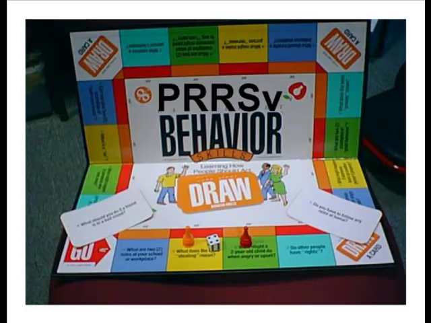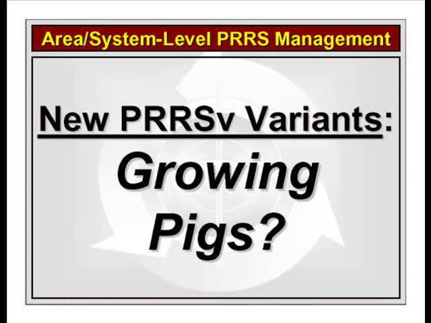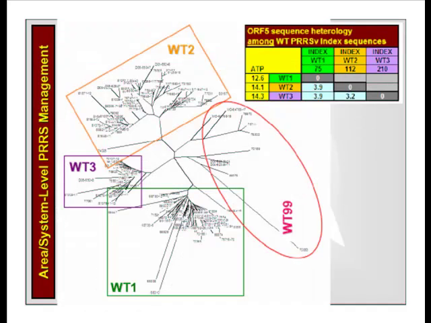Okay, well, to speculate a little bit on that, we'll play the PRRS behavior game. Now let's look at growing pigs. If you look at where possibly new viruses could come from, they might come from growing pigs, might come from breeding herds, but let's look at growing pigs as an example.